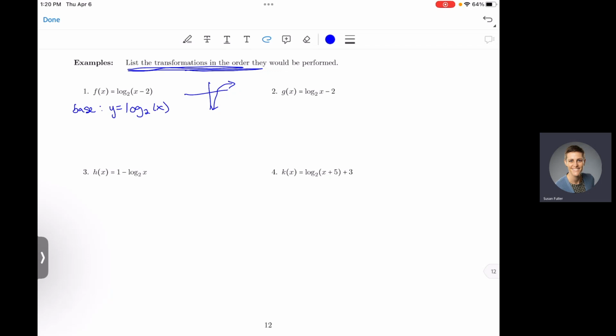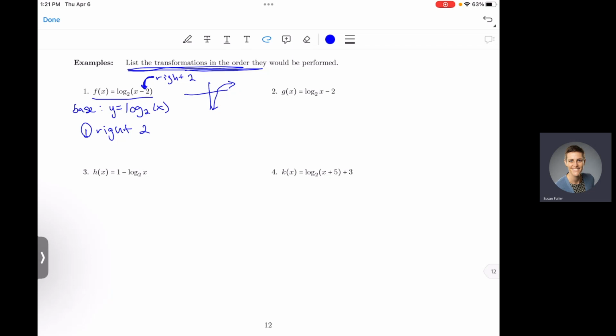What transformations have to happen to make it look like this? Well, the transformation that appears here comes from this minus 2. And that is being subtracted inside with x. That's going to shift us right and left. It's going to go the opposite way you think it will. So this is actually going to shift our graph to the right by 2 units. And that's the only transformation here. So that's the only one I'm going to do.